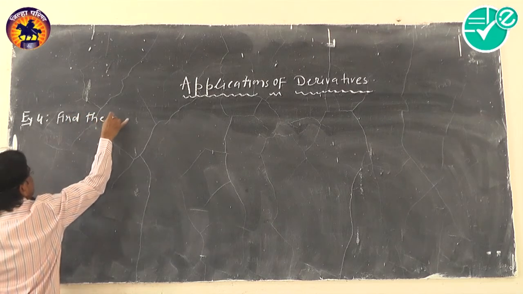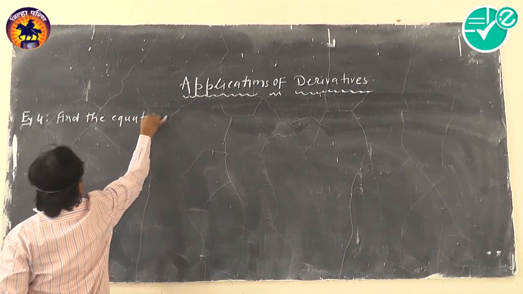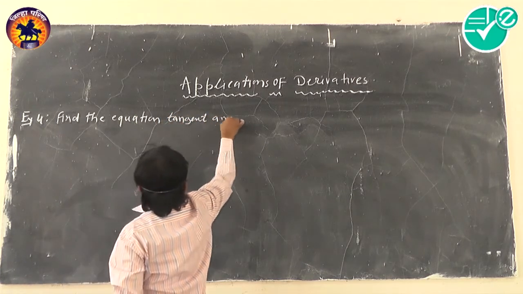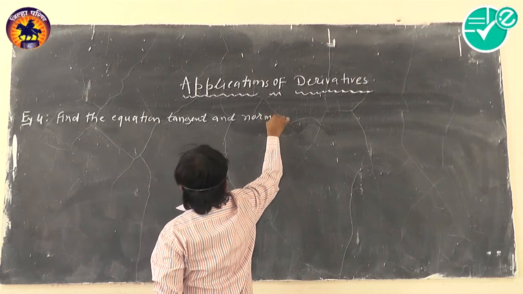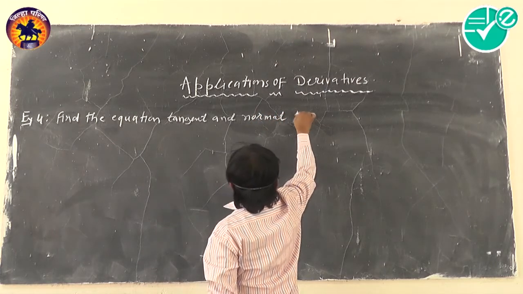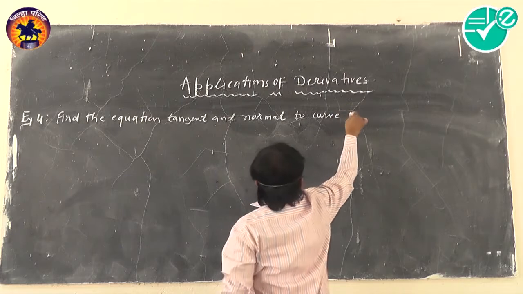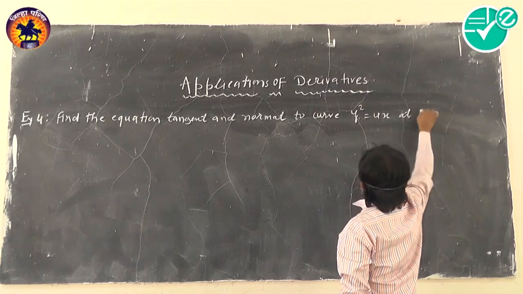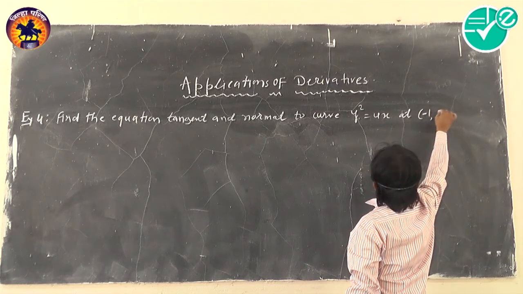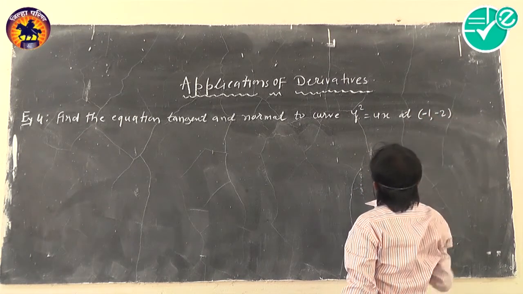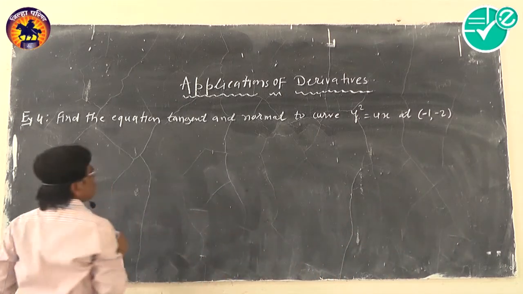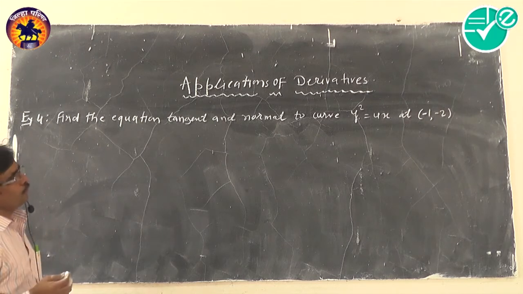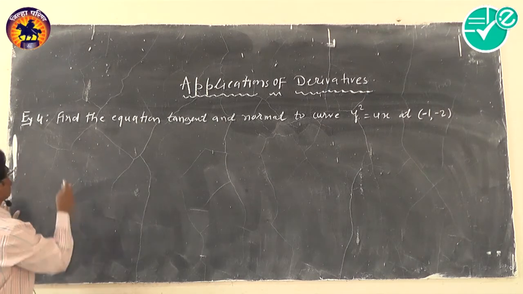Find the equation of tangent and normal to the curve y square is equal to 4x at (minus 1, minus 2). Now we have to find the equation of tangent and normal to the curve y square is equal to 4x at (minus 1, minus 2). Solution.